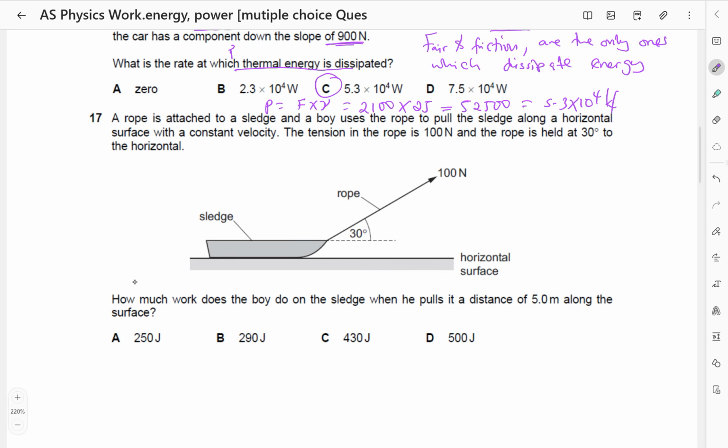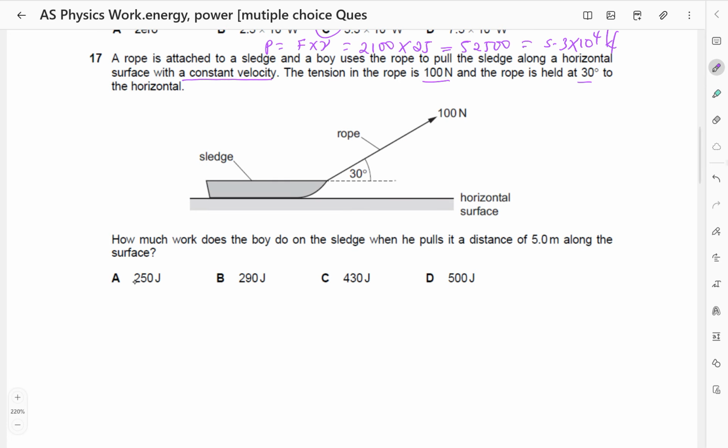A rope is attached to a sledge, and a boy uses the rope to pull the sledge along a horizontal surface with a constant velocity. The tension in the rope is 100 newtons, and the rope is held at 30 degrees to the horizontal. How much work does the boy do on the sledge when he pulls it a distance of 5 meters along the surface? So we know that work done is equal to force times displacement in the direction of the force. So all we do is we have to resolve force in the same direction as the distance, or we resolve the distance in the same direction as the force.